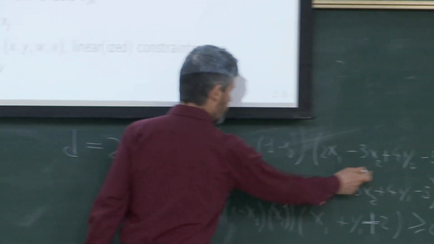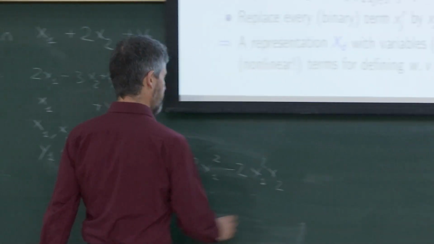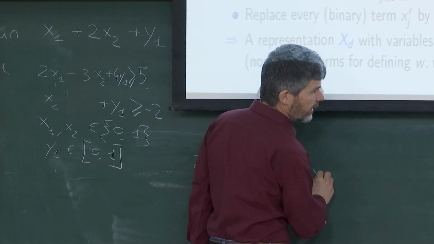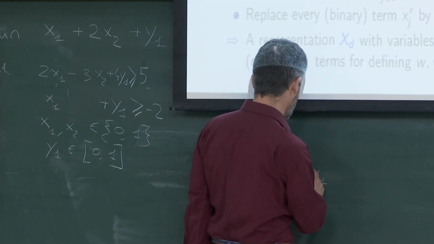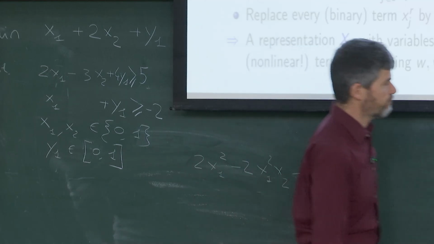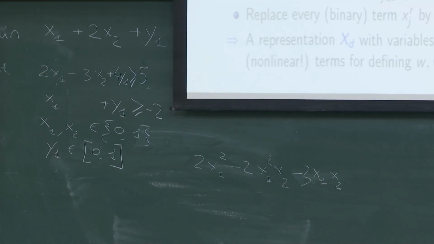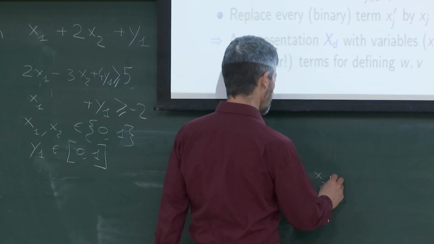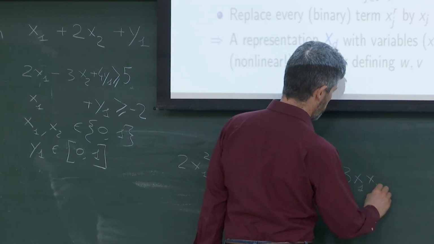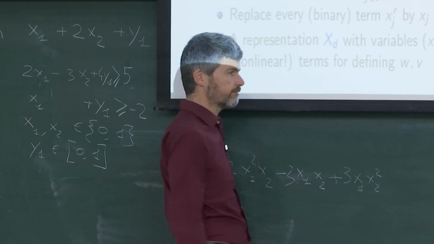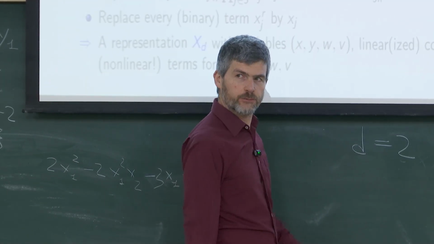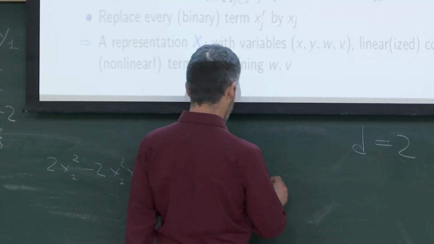Okay, so let's look at this term now. So x1 times minus x1 times 3 times x2. So x1 times 1 times minus 3x2 plus 3x1 x2 squared. So we're not even halfway through and it's already extremely messy.